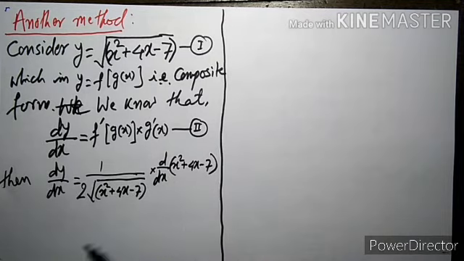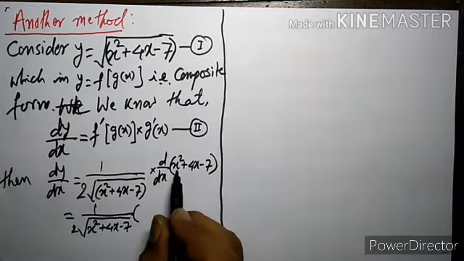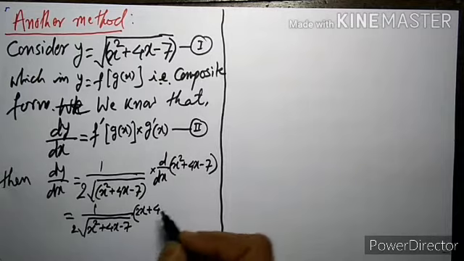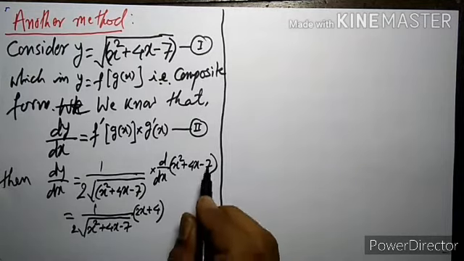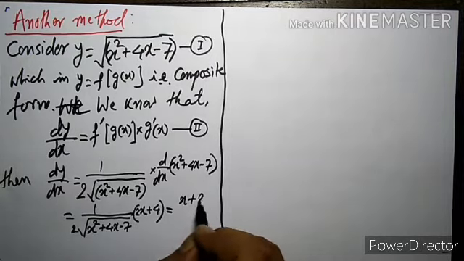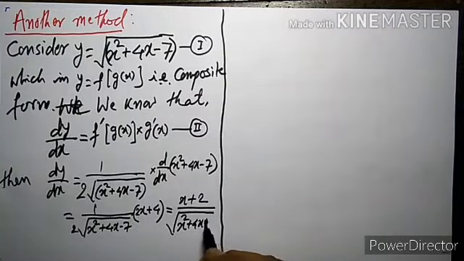And now just go for derivative of this part. It is 1 upon 2 root of this part as it is, x square plus 4x minus 7, into, go for derivative of this part: x square is 2x, plus derivative of 4x is 4, and derivative of 7, it is constant, is 0. So taking 2 common outside and cancelling with this, we get the answer x plus 2 divided by root of x square plus 4x minus 7, and this is the answer.